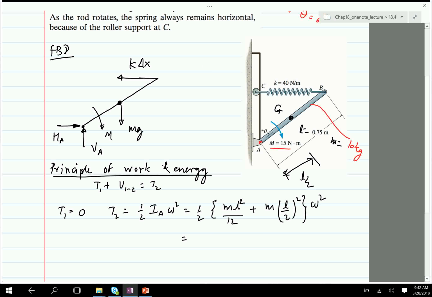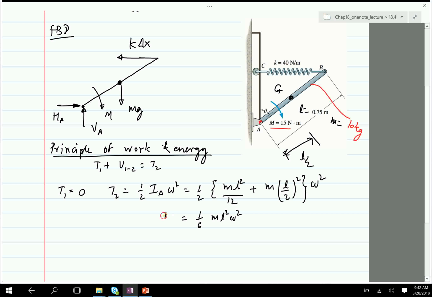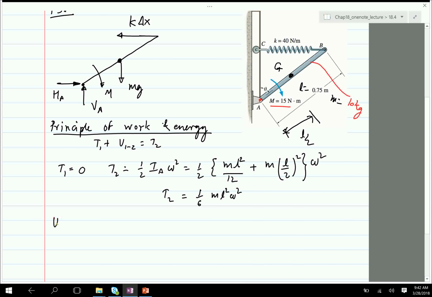So if you simplify this, you should get 4 by 12. I think you should get 1/6 ml square omega square. So this is T2. Okay, the final thing is U12.